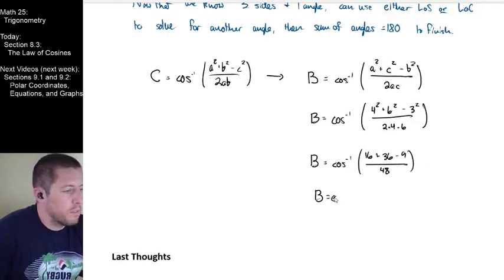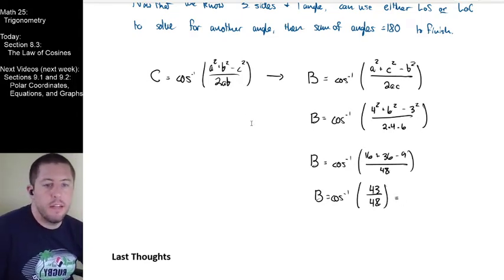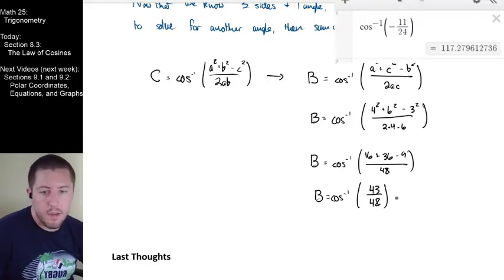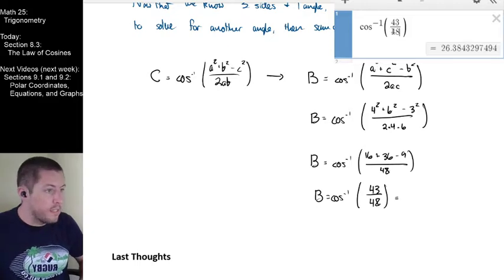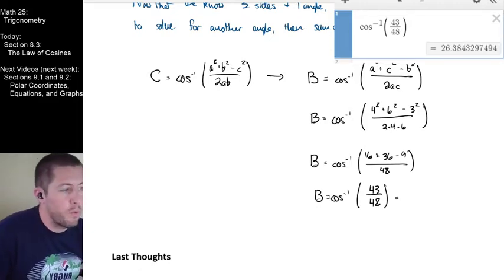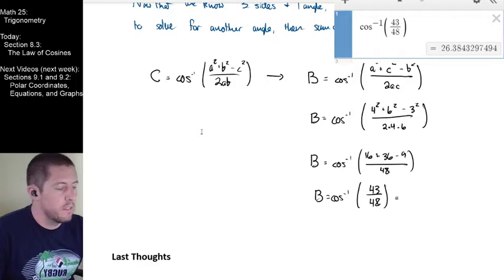And I'll do one more little simplification here. 16 plus 36 is 52. 52 minus 9 is going to be 43. And so I'm thinking we're looking at cosine inverse of 43 over 48. So let me drag Desmos back up here. We're going to get cosine inverse of 43 over 48. And that's telling me 26.384 degrees.